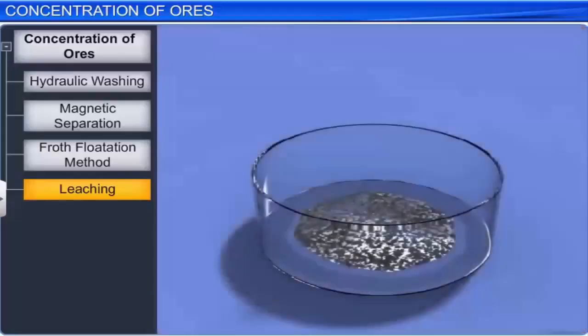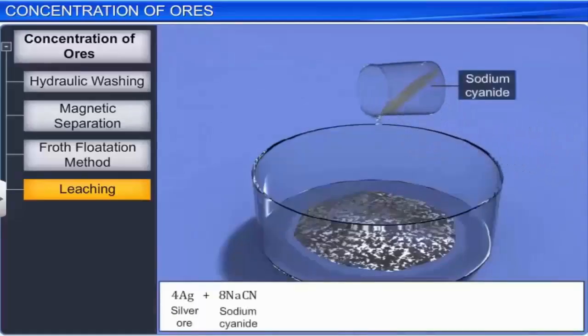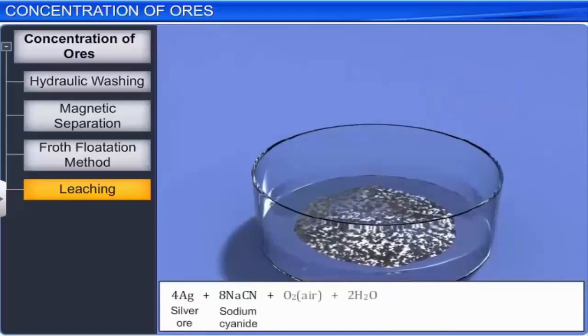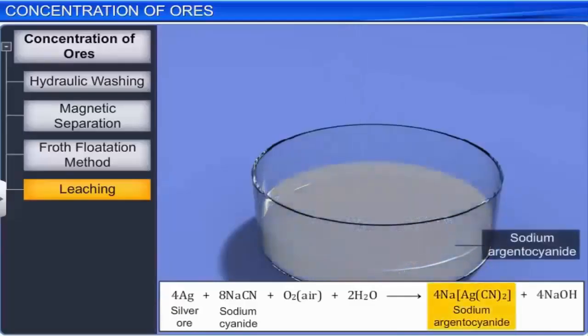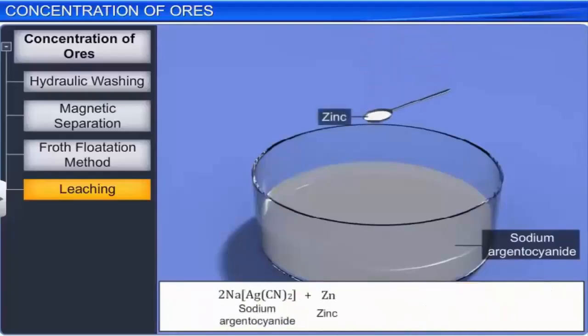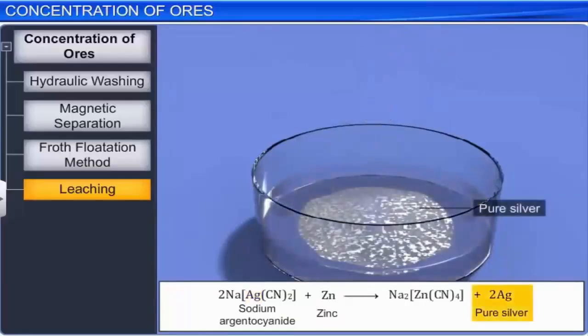Another example is the leaching of silver or gold with a dilute sodium or potassium cyanide solution in the presence of air. Silver, when treated with dilute sodium cyanide solution in the presence of air, results in the formation of a complex called sodium argentocyanide. This, when treated with zinc, displaces silver from sodium argentocyanide and results in the formation of pure silver.